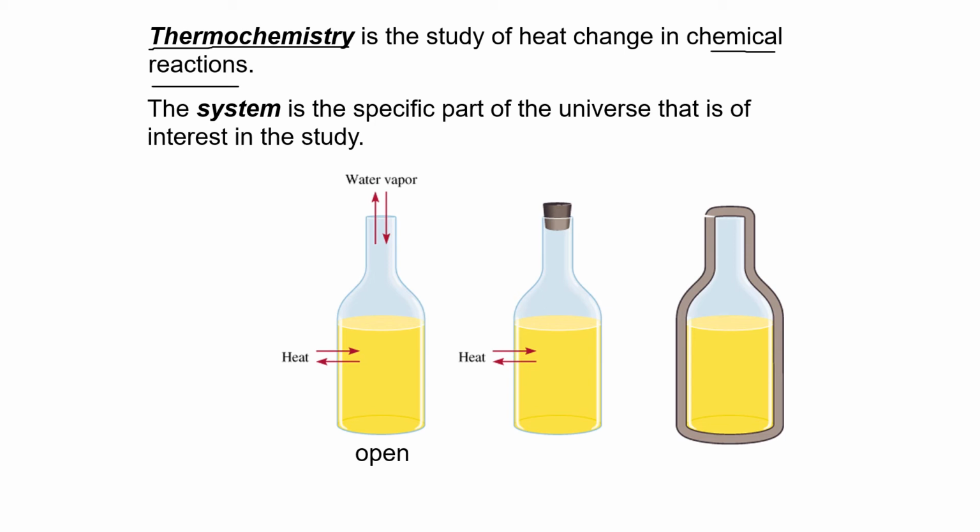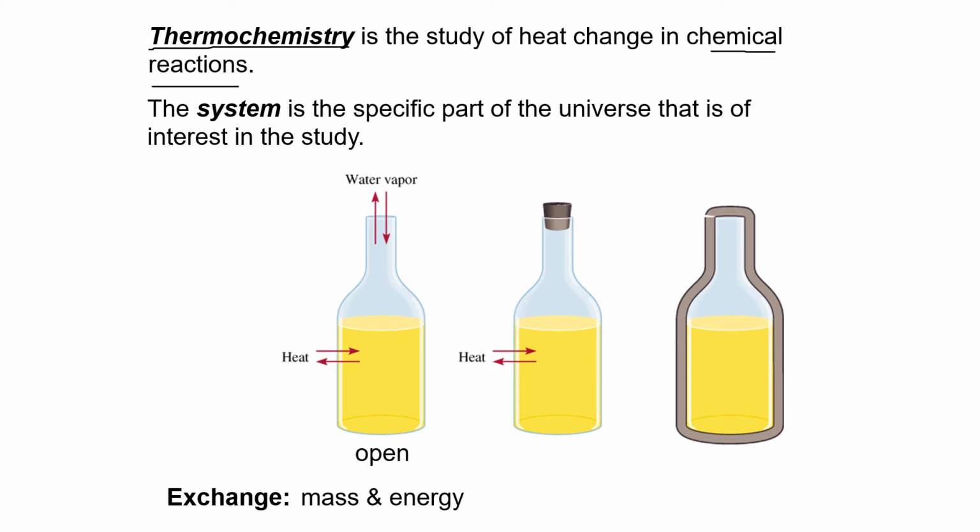It has something hot in it, let's say. The characteristics of this container are it's open to the atmosphere and there's no insulation, so heat can be transferred into the system or out of the system. And mass in the form of water vapor can be transferred out or in. So in an open system, both mass and energy can be transferred.